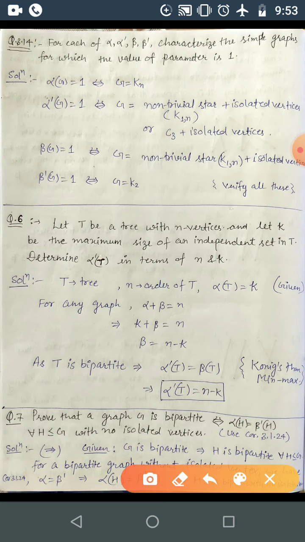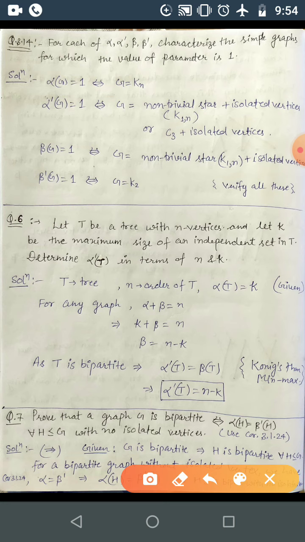Now come to question number 7. This is prove that a graph G is bipartite if and only if alpha H is equal to beta dash H for all H, for all subgraph of G, you can just say for all H subgraph of G with no isolated vertices. So you have to prove that G is bipartite if and only if alpha is equal to beta dash for all subgraph of G with no isolated vertex.